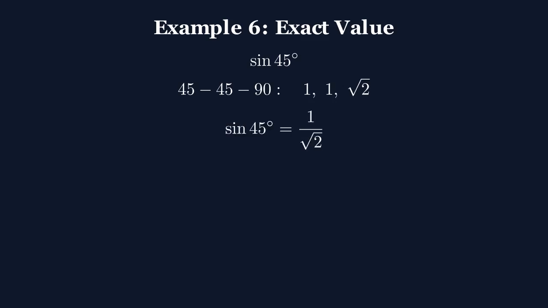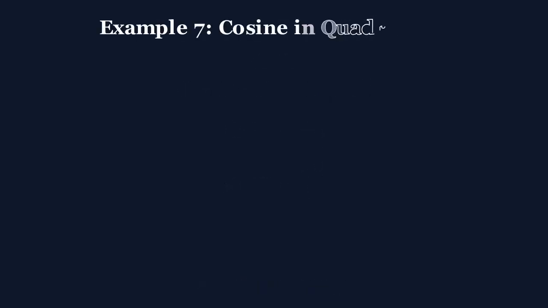Example 6. Find the exact value of sine 45 degrees. Use the 45, 45, 90 triangle. Its side ratio is 1, 1, √2. Sine is opposite over hypotenuse, so sine 45 degrees is 1/√2. Rationalizing gives √2/2.